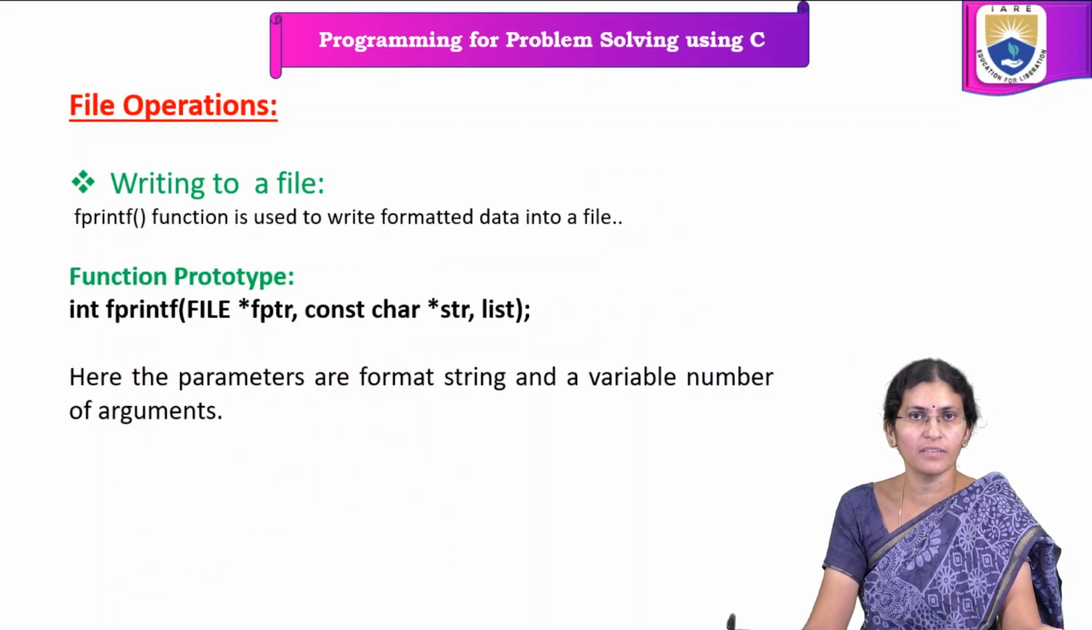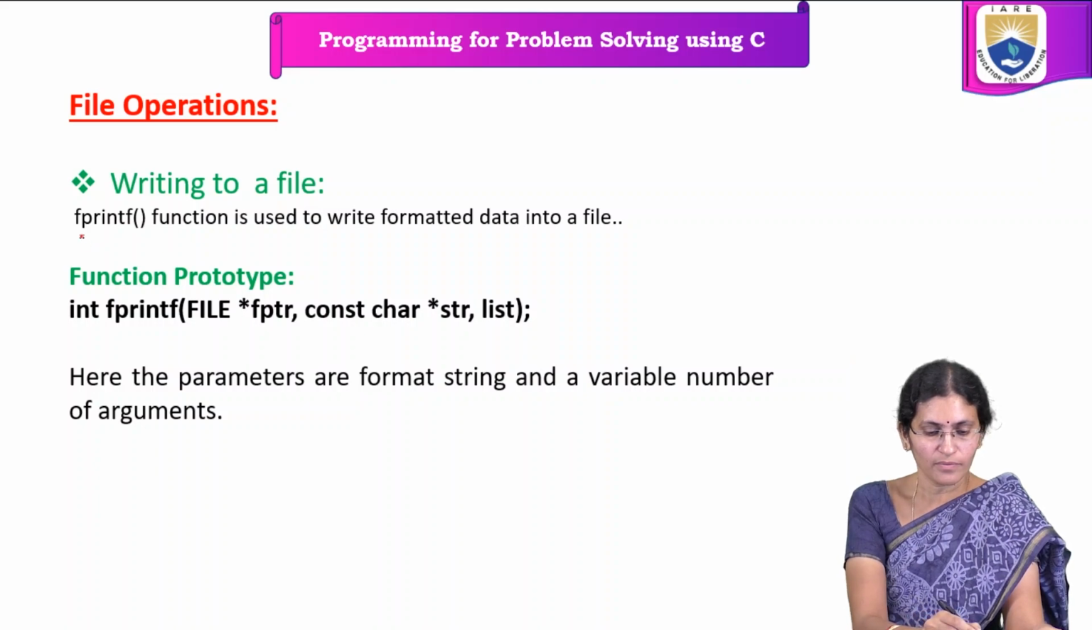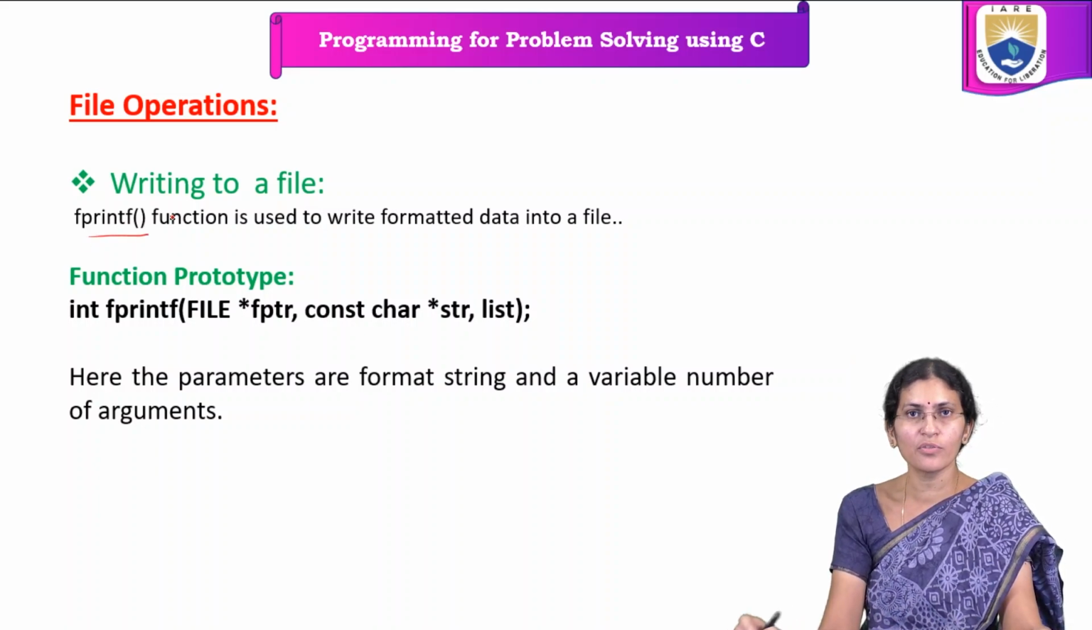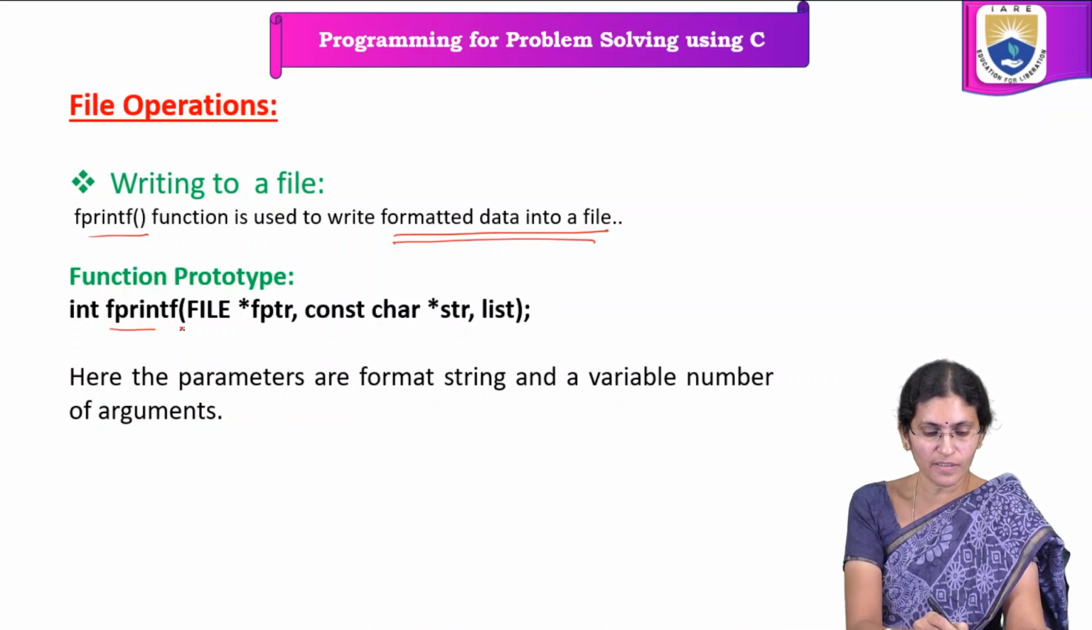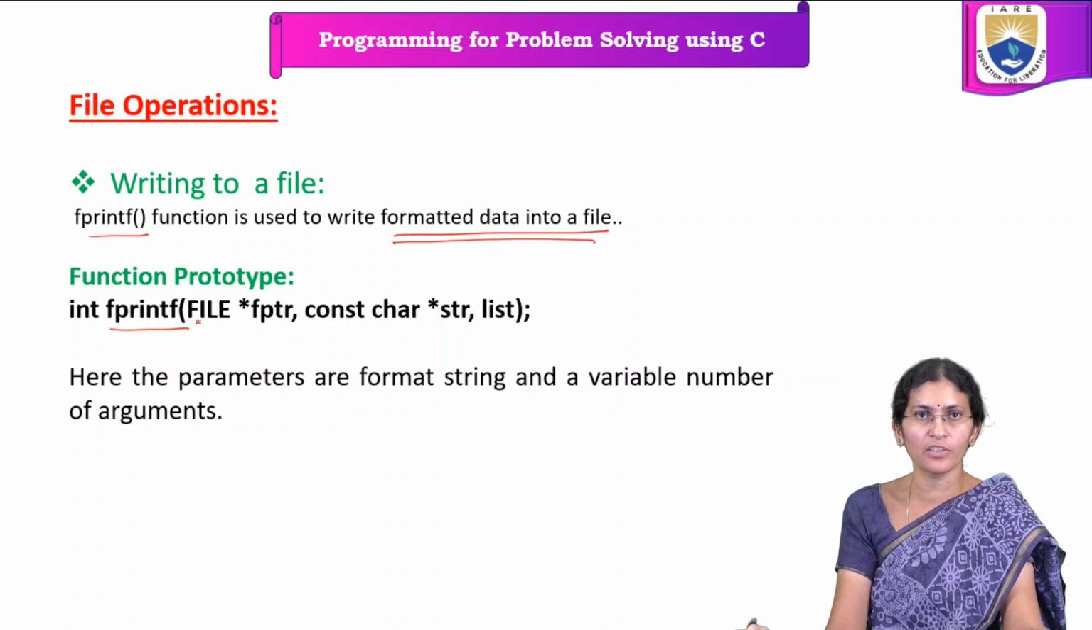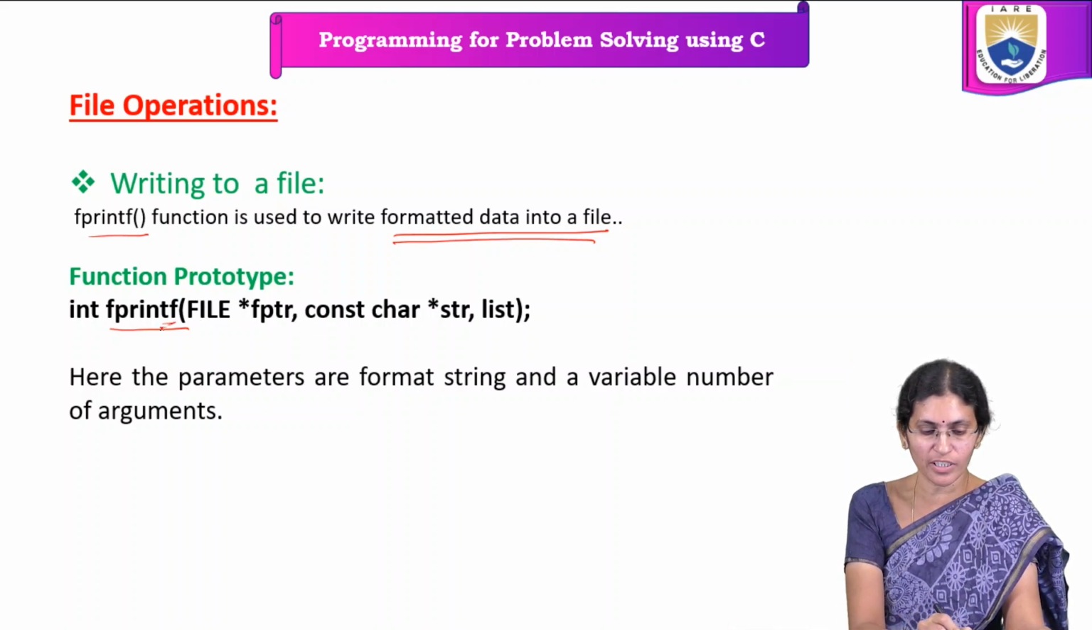Next one is another function, the fprintf function. It is used to write formatted data into the file. Whenever we say formatted data, we can use format specifiers. So this is the function prototype. The name of the function is fprintf, and it takes arguments.